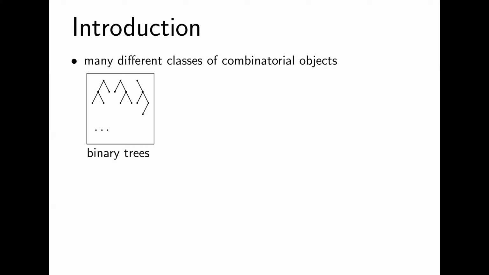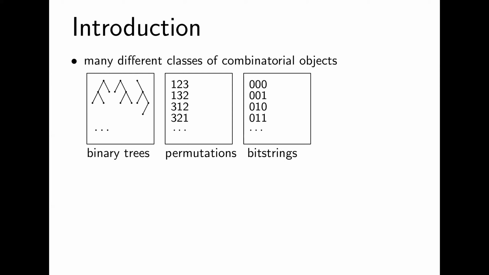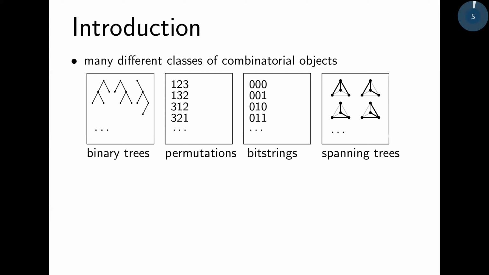In computer science and discrete mathematics, we often encounter different classes of combinatorial objects. So for instance, we may encounter the class of all binary trees on a certain number of nodes, or maybe we care about all the permutations on some ground set, or we care about all the binary strings of a certain length. Or to mention a more exotic example, we may look at a graph and at the set of all of its spanning trees. These are typical classes of combinatorial objects, and this list could be continued, so you can imagine your favorite class of objects here.